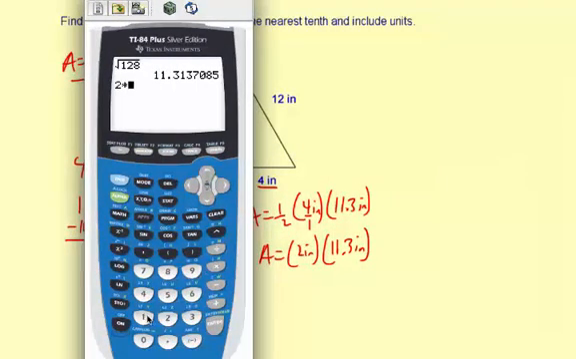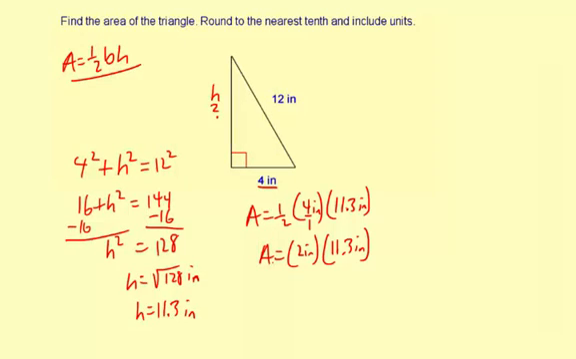Two times 11.3, 22.6 inches squared. Remember why it's inches squared, you're doing inches times inches, which makes square inches. So here's your answer, 22.6 inches squared is the area of this triangle.